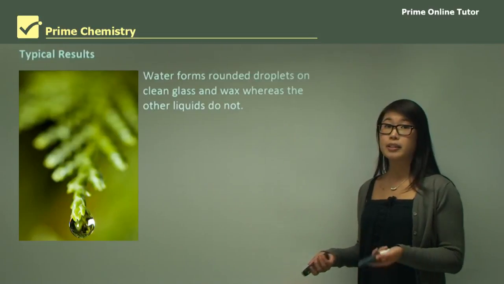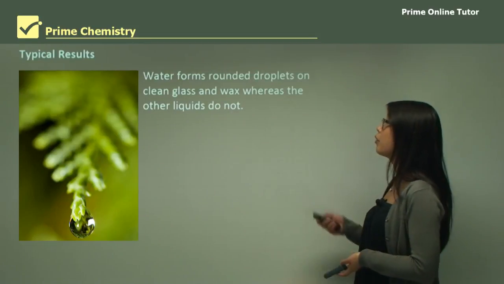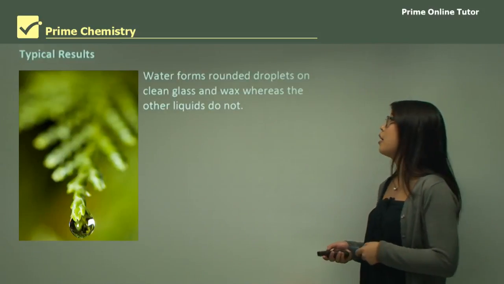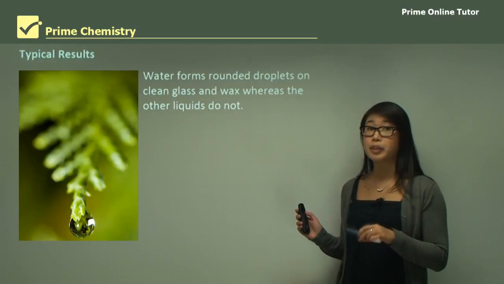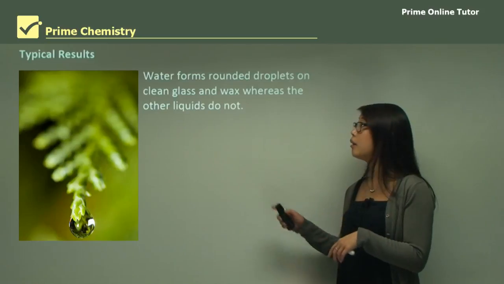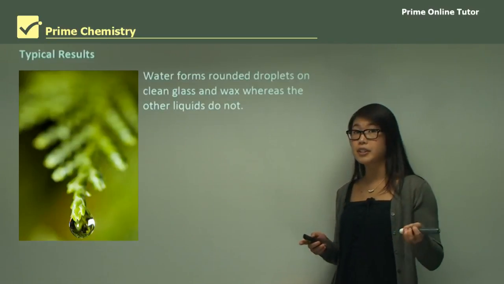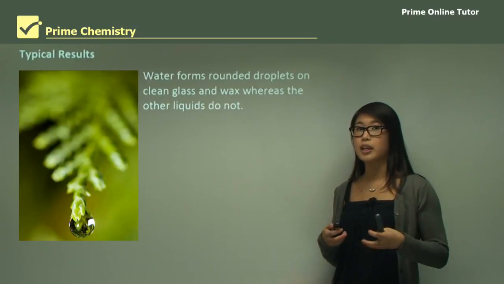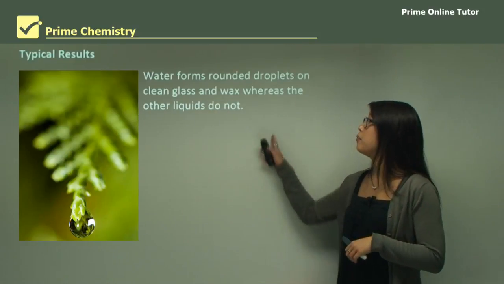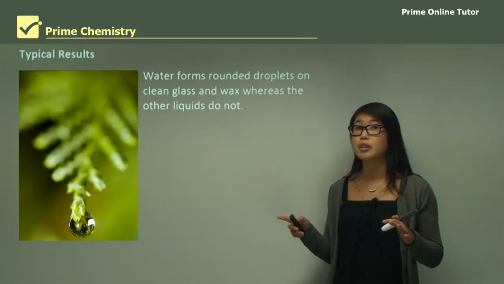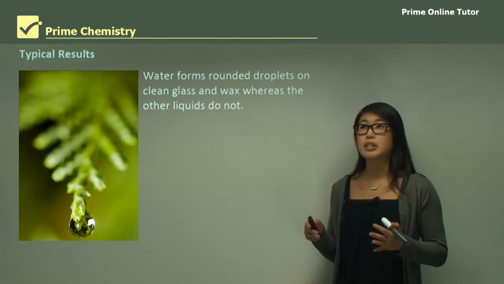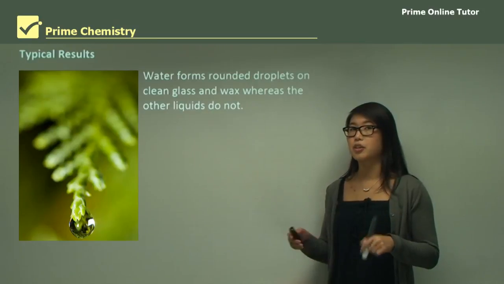Typically what we'll expect when we do this experiment is that water will form rounded droplets on clean glass and wax, but the other liquids don't, because remember, water has very high surface tension and cohesive forces, so it's going to pull it all together and keep it in a round sphere shape. But the other ones have mostly dispersion forces involved, and this means they're not going to have very high surface tension and cohesive forces.